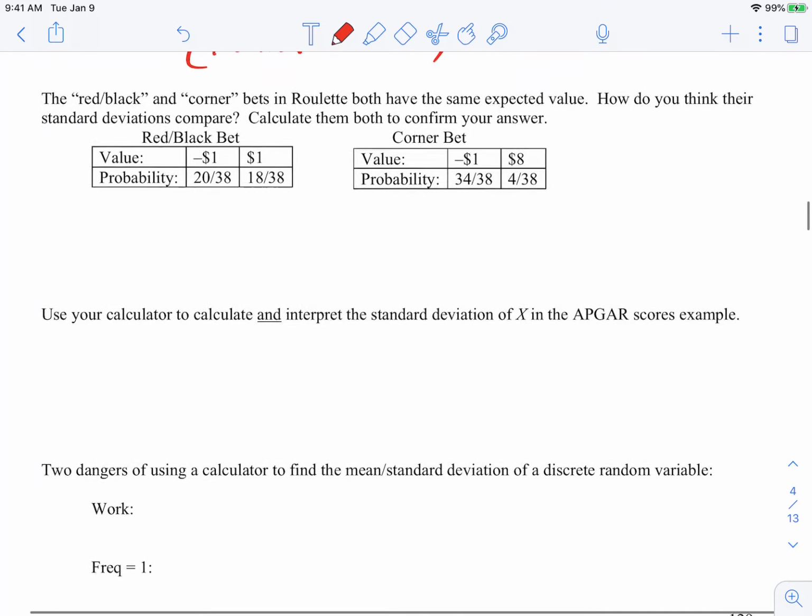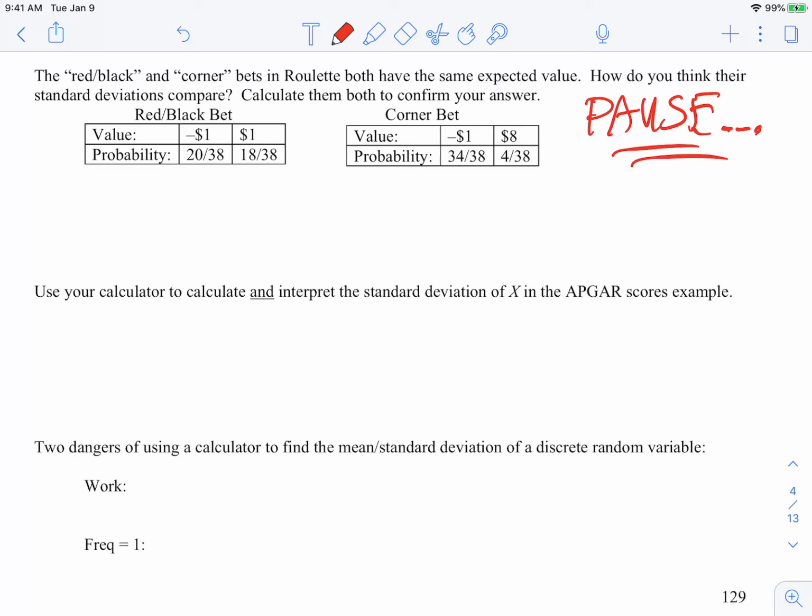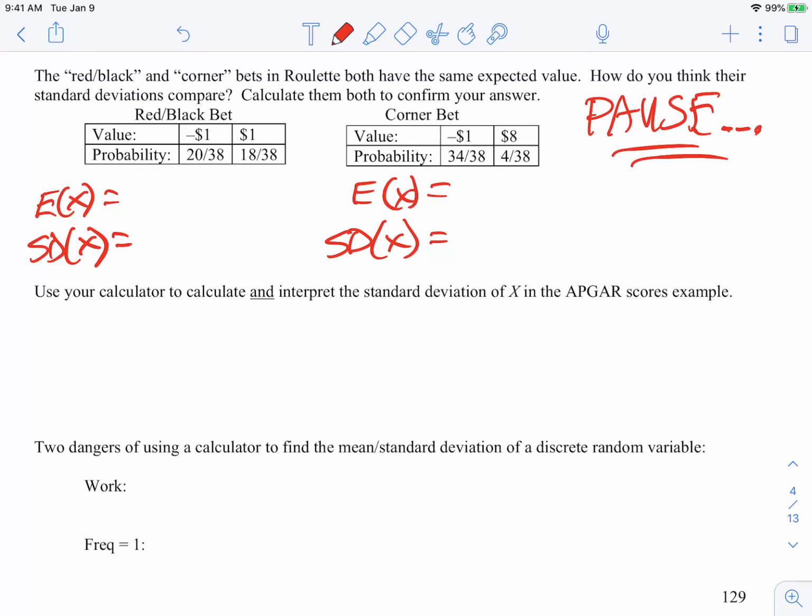All right, so we could practice this, and what I'd like you to do right now, believe it or not, is to pause this video. Pause this video, and I would like you to find the mean, or the expected value, and the standard deviation for both of these. So pause the video, use your graphing calculator like we did in the last lesson. You're going to use list 1 and list 2, and find the mean and standard deviation. So push pause, find those two answers, and then we'll check them when you resume.